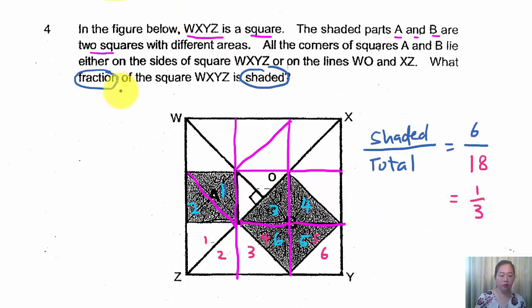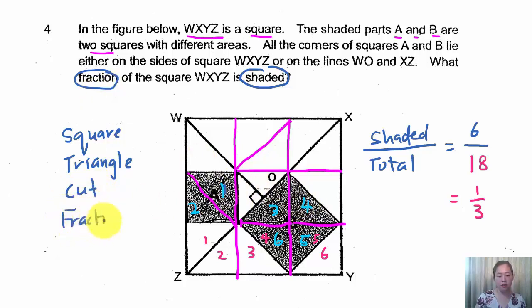Let's recap what we have learned. We learned about the square and the triangle that's inside the square. We learned to cut them into equal size so that we can see it more clearly. And we also learned about fraction of a whole. Finally, we learned to simplify the fraction. So, fraction simplest.